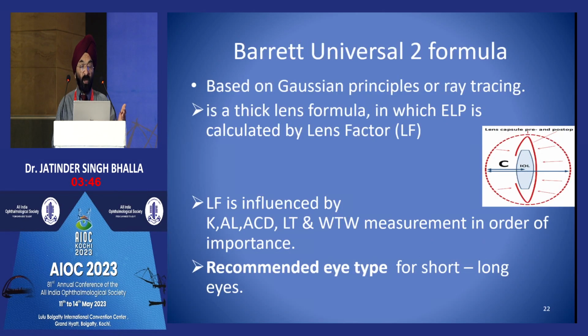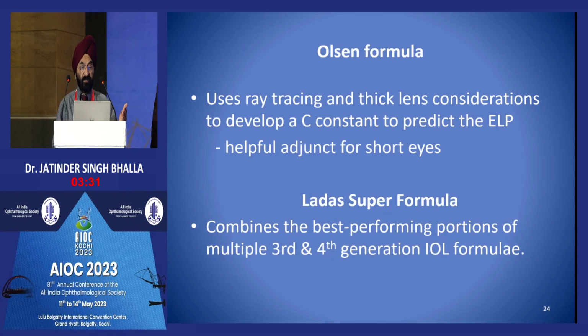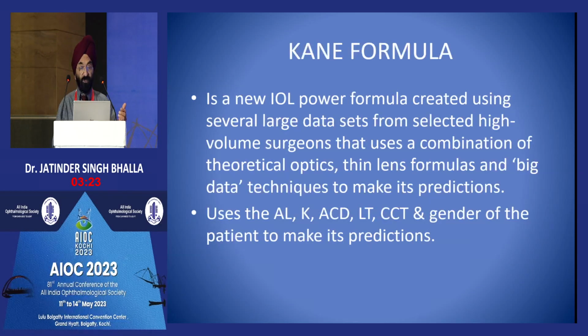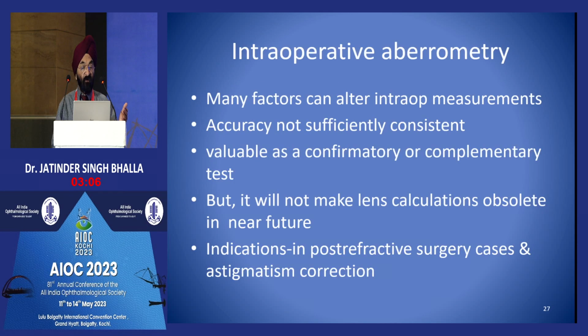So what is this new formula? Barrett Universal 2 is recommended now for all types of eyes, whether short or long eyes. Hill RBF uses artificial intelligence and pattern recognition, and the predicted accuracy is 91% of eyes within 0.5 diopters. Olsen formula uses ray tracing. Ladas Super Formula intelligently combines the best performing portions of multiple third and fourth generation formulas. Kane formula uses, besides axial length, keratometry and anterior chamber depth, also lens thickness, central corneal thickness, and gender of the patient to make its predictions. EVO 2.0 formula is based on the theory of emmetropia, and it's a thick lens vergence formula.